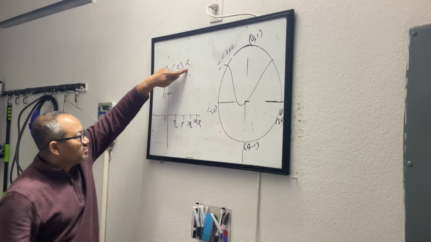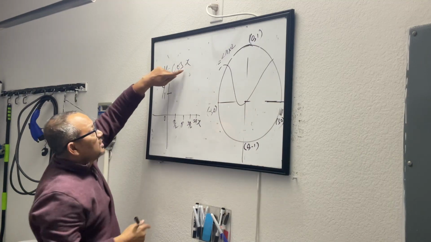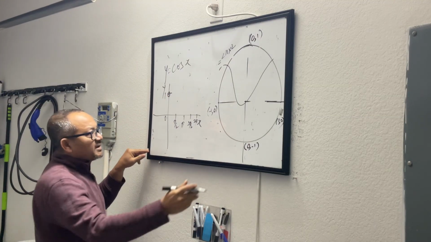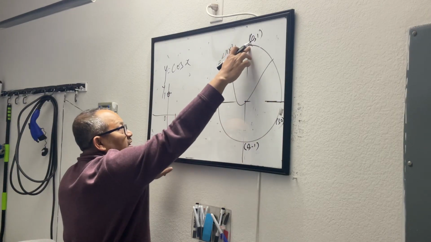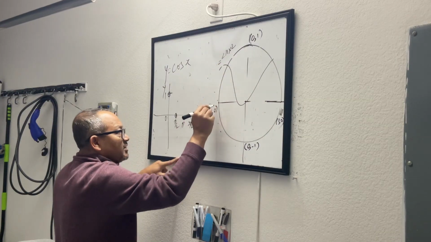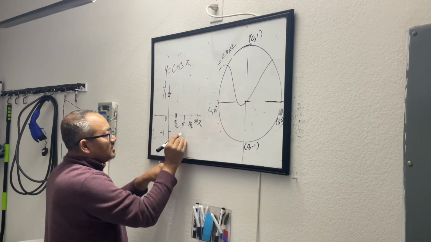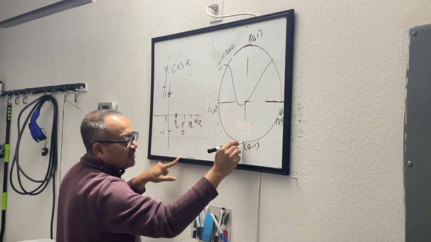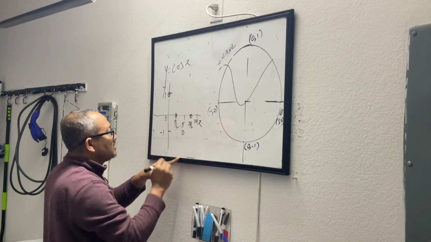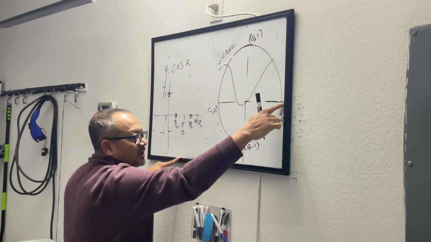So look at when x is 0, angle is 0, cos of 0 is 1. You are starting from here. When x is pi by 2, you are coming to this point, and your cos is 0. When x is pi, you are coming to this point, and your cos value became minus 1. When you went to 3 pi over 2, your cos became 0 again, here. And when you made a complete 2 pi, your cos became again 1.